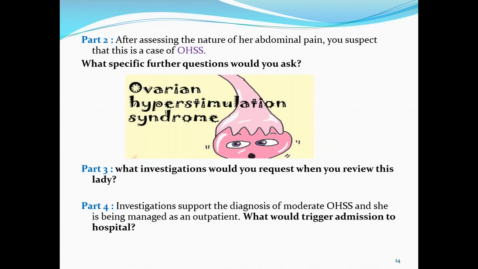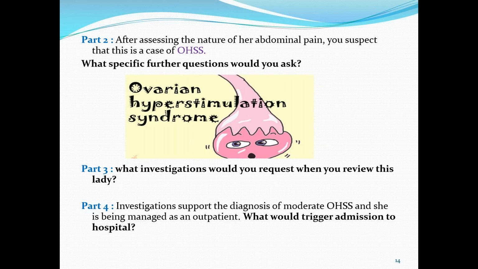Okay, doctor. So what investigation would you request when you view this lady? First of all, I want to examine the patient. When I examine the patient, I want to examine her pulse, blood pressure, temperature, and respiratory rate. Then I would measure her abdominal girth. Also, I would like to know about her weight, and then I would do certain tests for her.